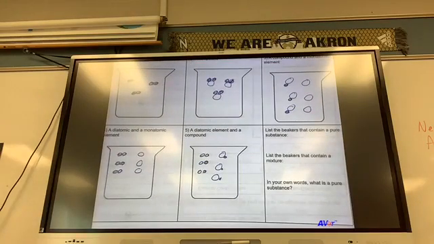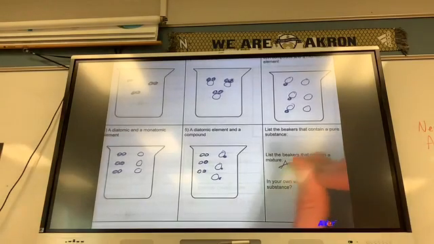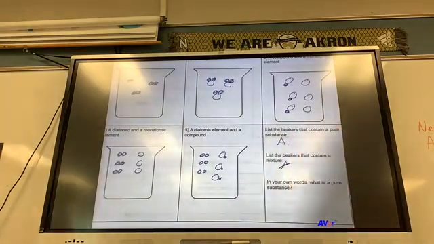The beakers that contain a pure substance. So, if you remember a pure substance, how do we know? How have I always taught a pure substance? You can write a formula. The diatomic element. So, pure substance is A. B. That's it.